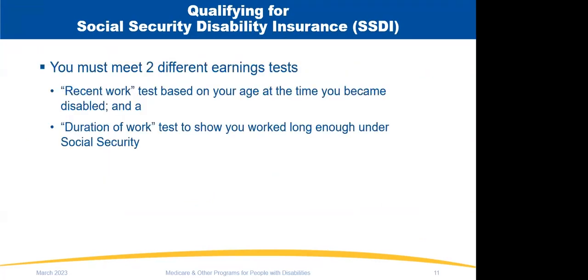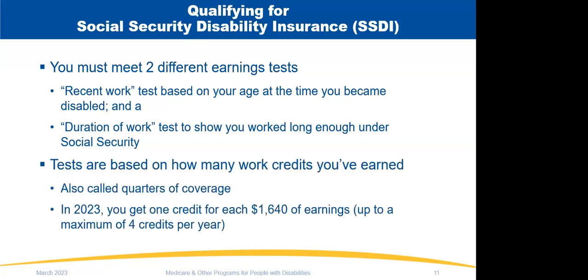Now, for Social Security disability benefits, to see if a person is eligible, we're going to look at 2 different earnings tests. We're going to look at the recent work test, which is based on the age at the time of disability. And then we're going to look at the duration of work, which is going to show us how long the individual has worked under Social Security or had those earnings that FICA taxes were withheld from. The tests are based on credits.